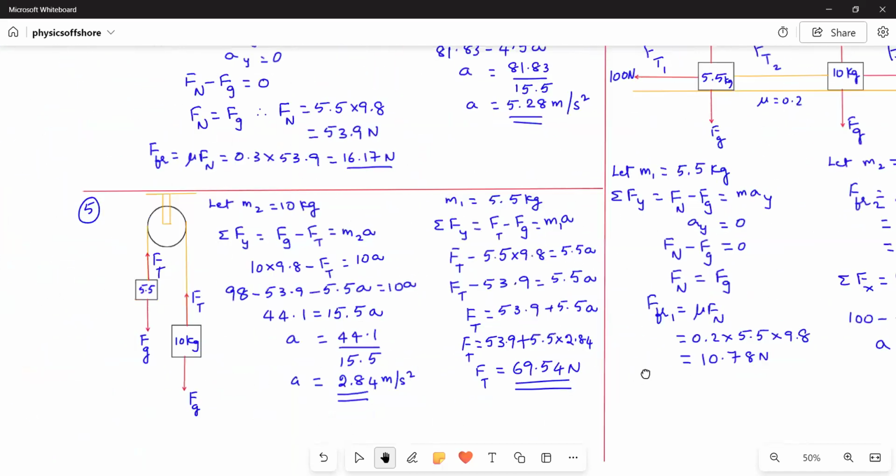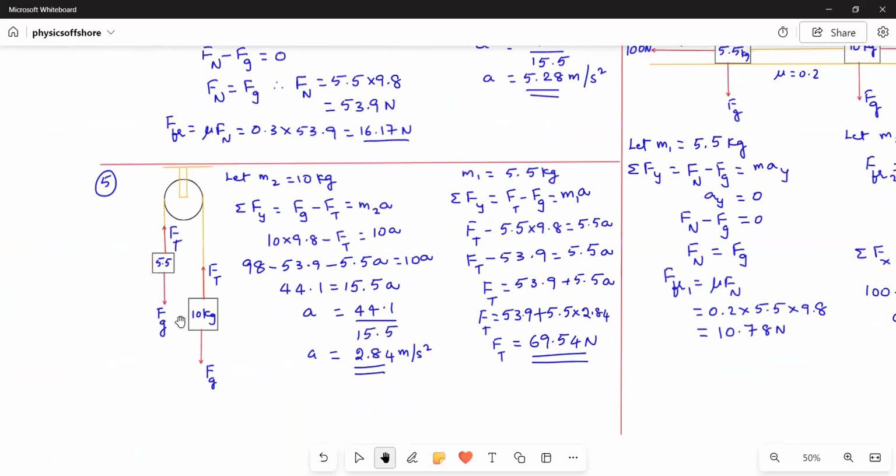Now, fifth bit. This is the Atwood machine. Two masses, 5.5 kilograms and 10 kilograms, are connected by a cable, and the cable passes through a pulley. We are considering the pulley as frictionless and massless. We are not considering the mass of the pulley and the friction between the cable and the pulley. We are neglecting those two and finding out the acceleration and tension. Let us consider the 5.5 kg mass as M1 and the 10 kg mass as M2. So for the 5.5 kg mass, we will write the force equation.